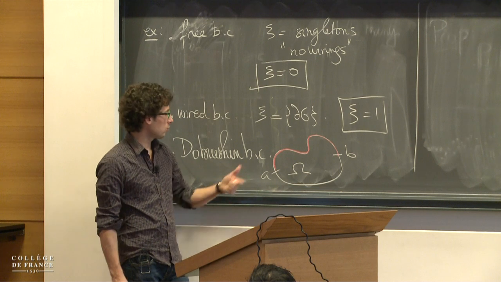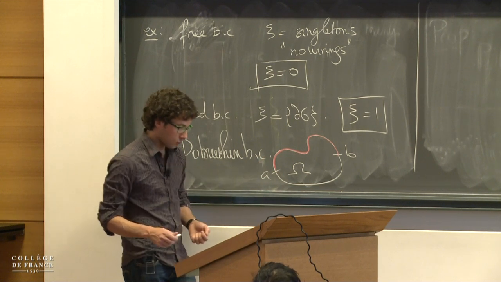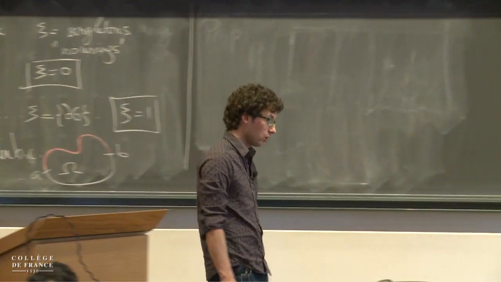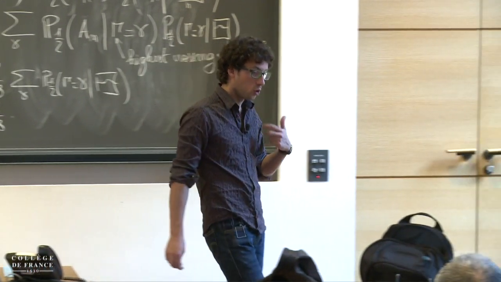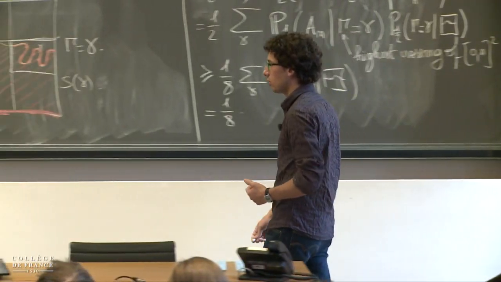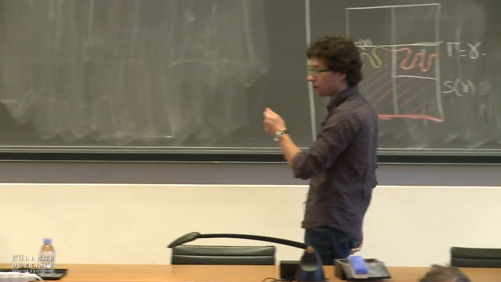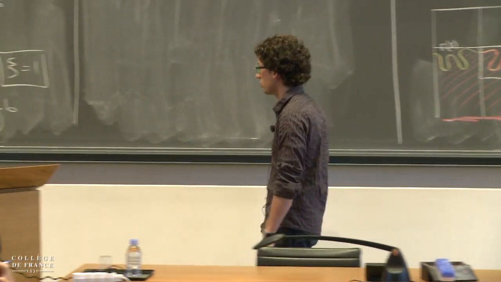So what is going to happen with this is that when we pass next week to what we call the loop representation of the model, this is going to correspond to what a physicist would call a domain wall boundary condition, because that's going to be a boundary condition that forces an interface between A and B. So that's why it's such an important boundary condition.